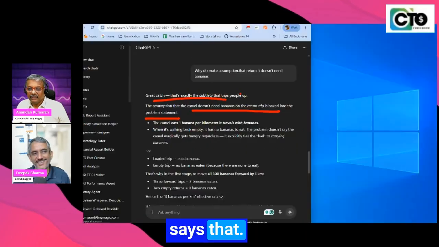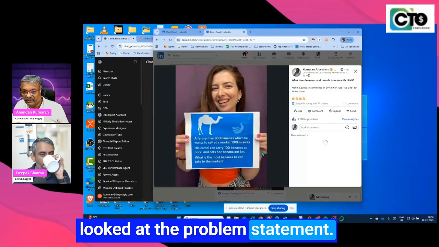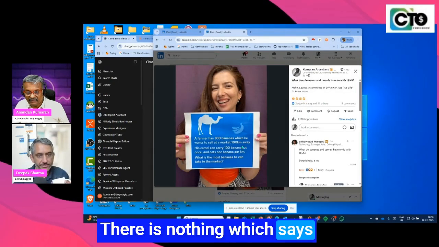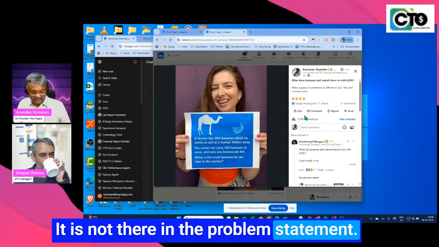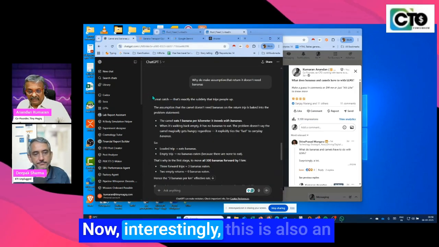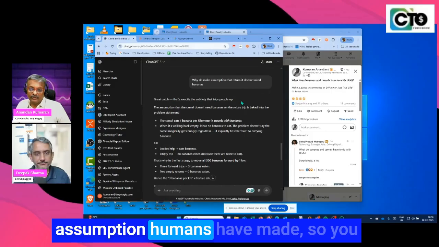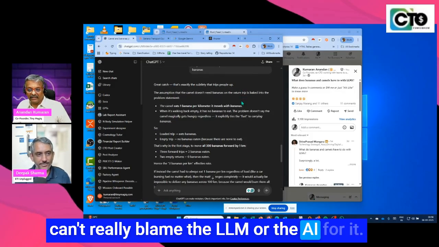It never says that. Then it made me go back and look at the problem statement. There is nothing which says that it will only eat when it is loaded. It is not there in the problem statement. So that's an assumption that is made. Now, interestingly, this is also an assumption humans have made. So you can't really blame the LLM or the AI for it.